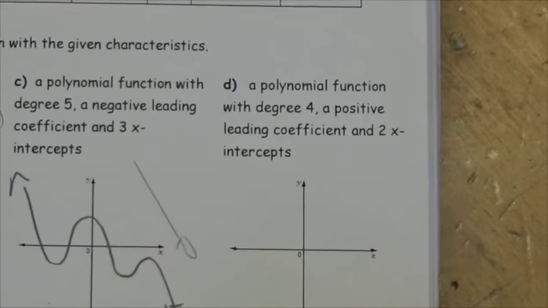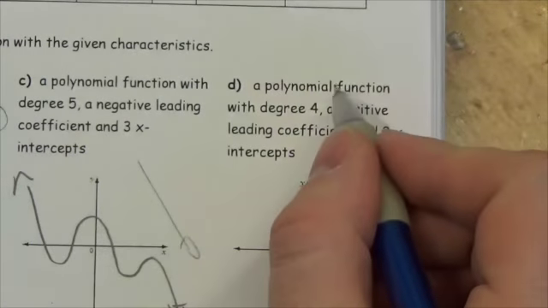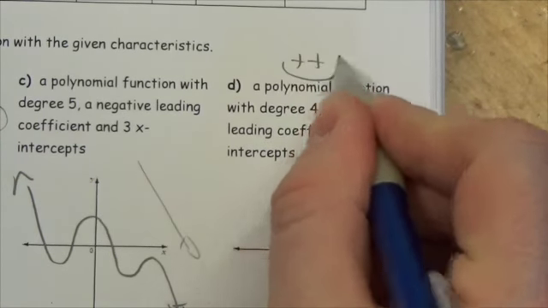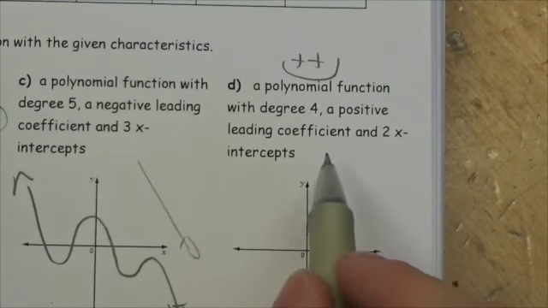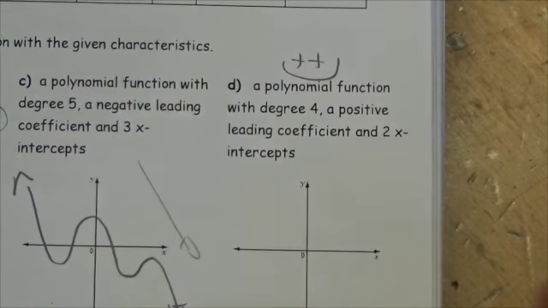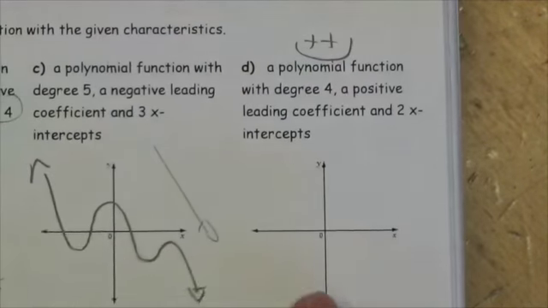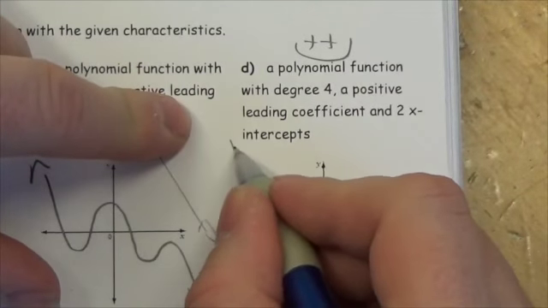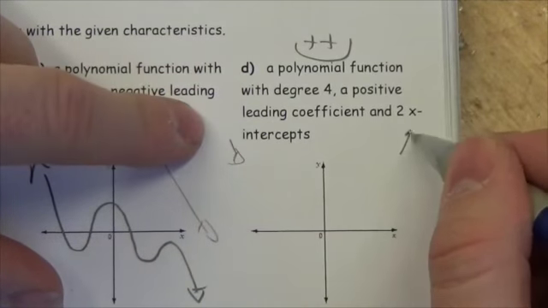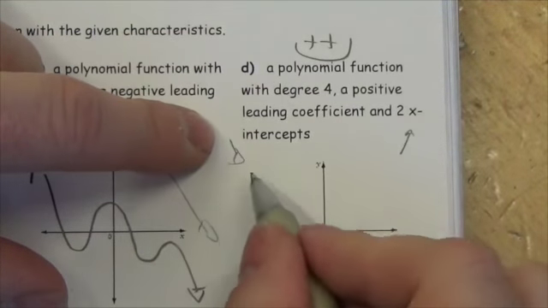Let's take a look at this last one here. A polynomial function with degree 4, a positive leading coefficient. So it's a degree 4, it's positive, so it's happy, it's going to go up. And 2 x-intercepts. Actually, sorry, this one is describing a scenario very similar to the one that we might have done here. So it's going to come down from the left and go back up to the right here. So it's going to come down in the 2nd quadrant, up in the 1st.